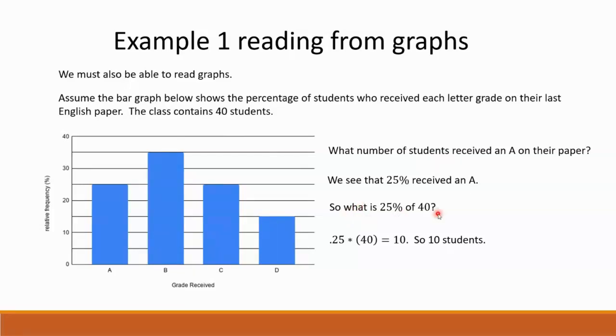Well, what is 25% of 40? Again, we've done this before in chapter 4. We have 0.25 times 40, right? Which is equal to 10. So 10 students got an A on their last English paper. Okay, so that's one example. We just used some stuff in chapter 4 as well.